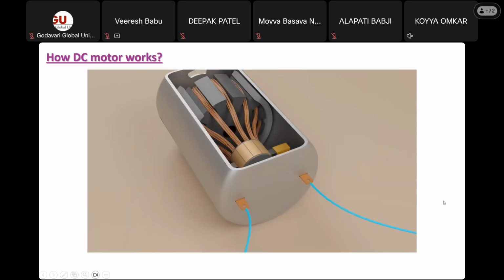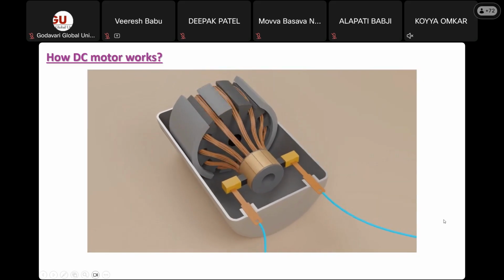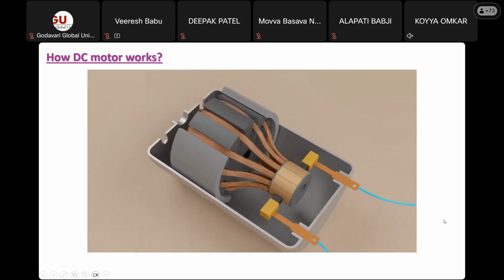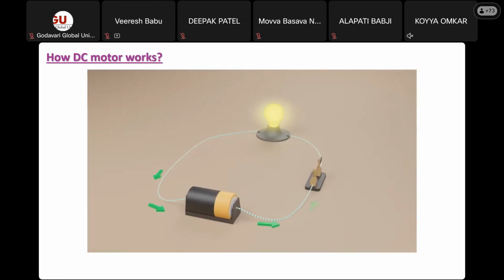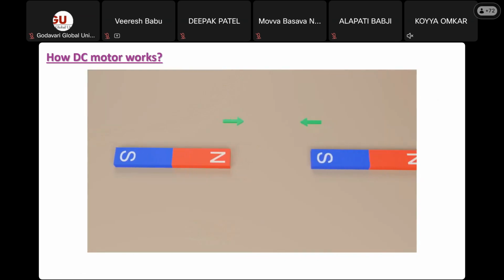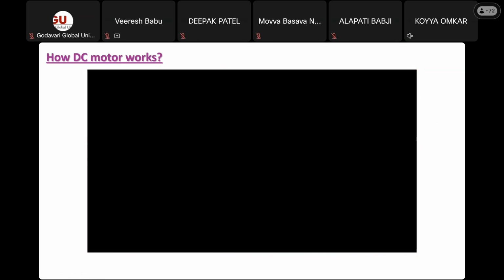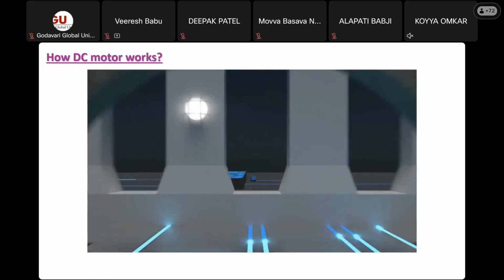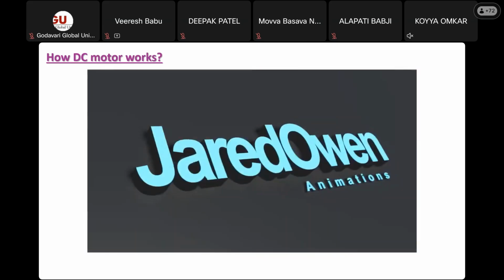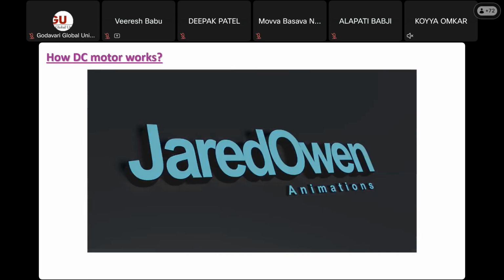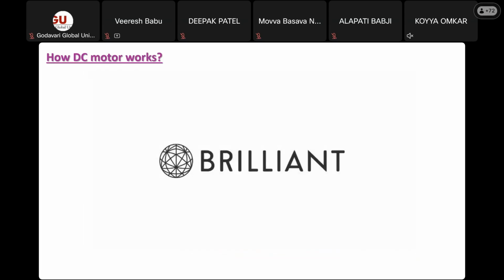But how does the electric motor work? You turn it on and somehow it starts rotating. Why is that? In this video, we'll cover the basics of electricity and magnets, and then put it all together to understand how the motor works. This video is sponsored by Brilliant.